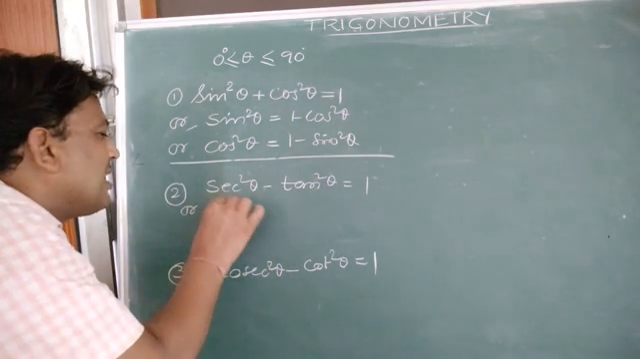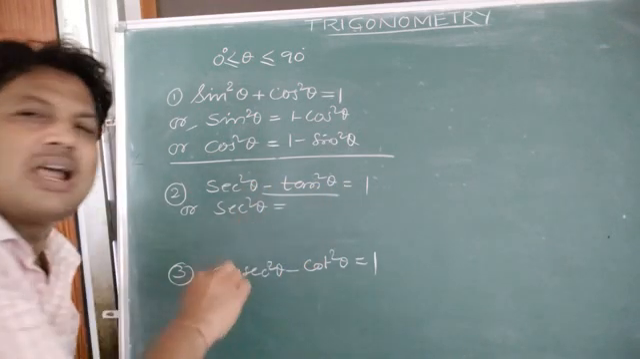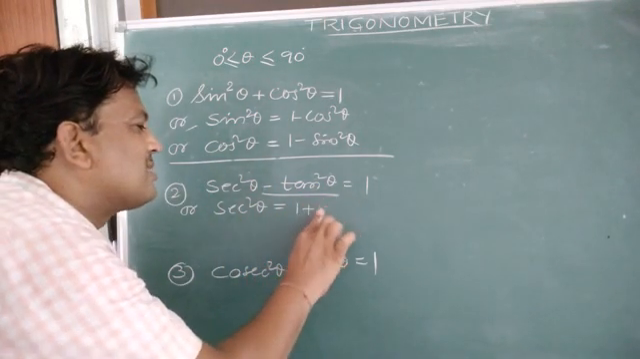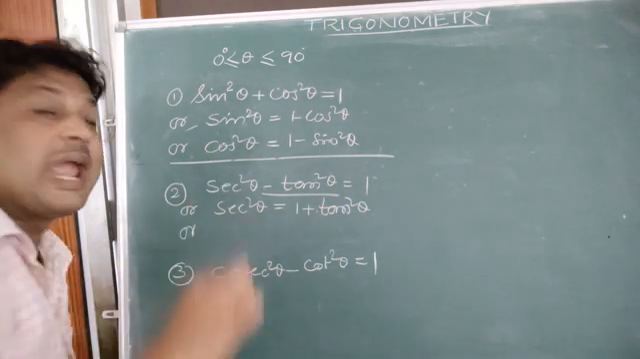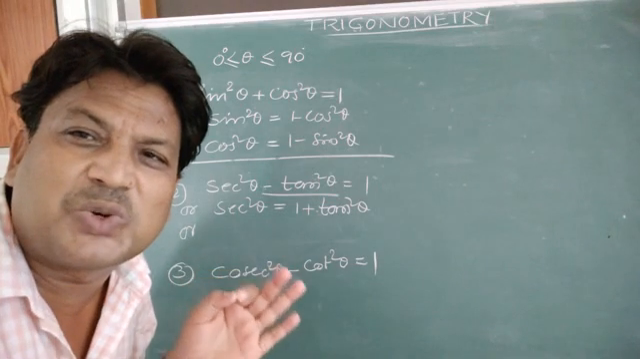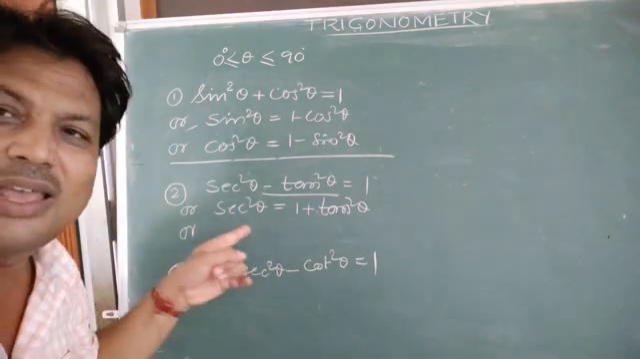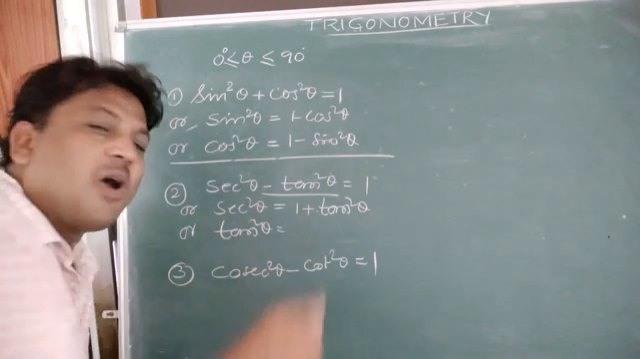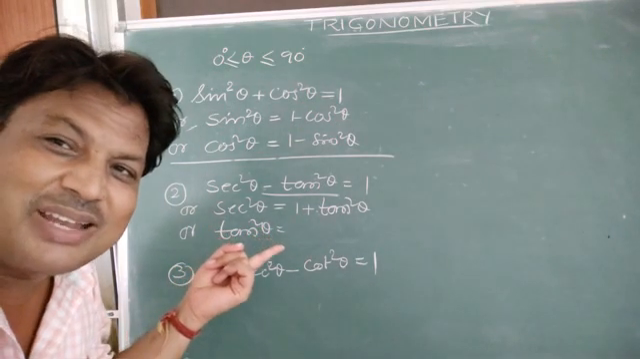Okay, children. Now sec square theta minus tan square theta is equal to 1. Or, sec square theta is equal to, minus tan square theta goes to that side and becomes plus, so 1 plus tan square theta. And the next one is very important, which most of the students used to write wrong. So be careful here, children. In this one, tan square theta is equal to, tell me what? Tan square theta is equal to 1 minus sec square theta.